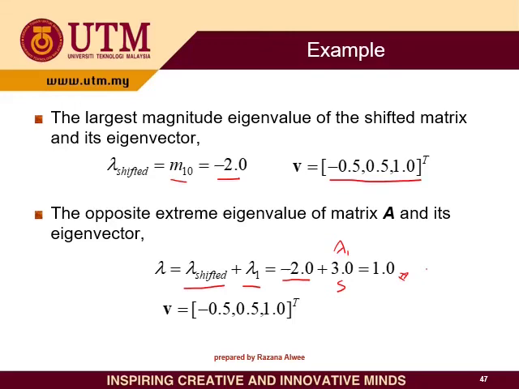Sometimes students forget to add again the shifted value that we subtracted before. But the eigenvector is still the same. We just take it from the answer here, -0.5, 0.5, and 1.0, still the same. The only thing that changes is that we need to add back lambda 1, or the S, the scalar, to the eigenvalue. So the answer for the eigenvalue is 1.0, and the answer for the eigenvector is -0.5, 0.5, and 1.0.